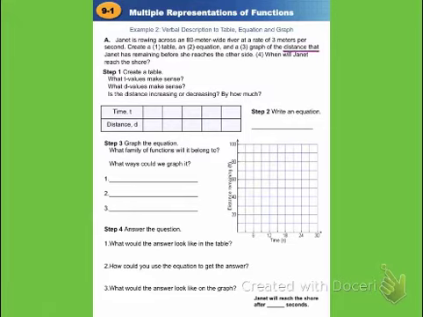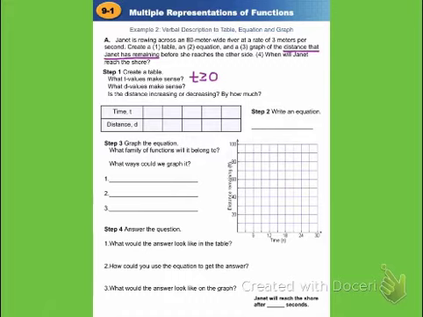So we want the graph to show the distance remaining before she reaches the other side, and then answer the question, when will Janet reach the shore? Well, first of all, when we create a table, which is our first representation, we have to think about what values for t make sense. When we think about time, we can't have negative numbers, so we'd want t to be greater than or equal to 0.